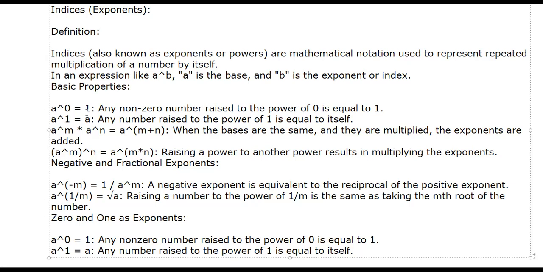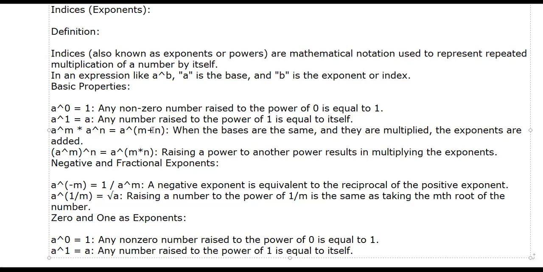Then if you're multiplying indices like a to the power m, a to the power n, as long as you're multiplying these, you're going to add the indices. You're going to add the powers. So a to the power m times a to the power n will be a to the power m plus n. So for instance, if we have a to the power 2 times a to the power 3, we're simply going to have a to the power 2 plus 3, or a to the power 5.